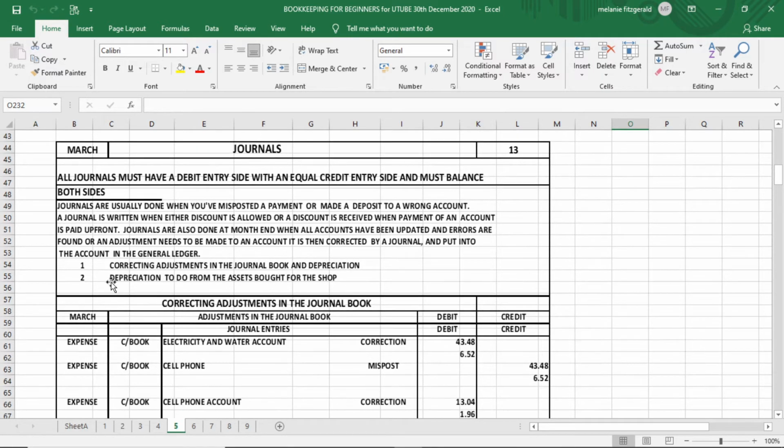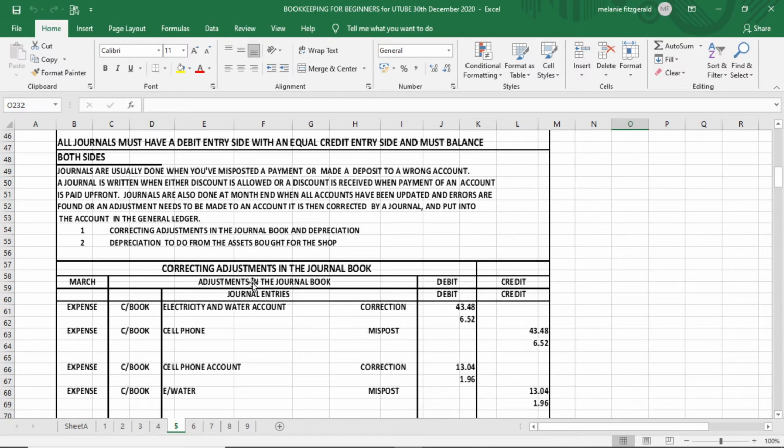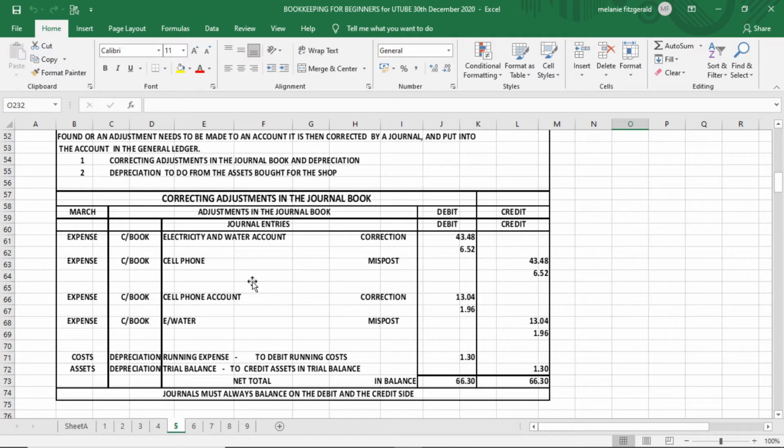All right, so number 1, correcting adjustments in the journal book, and depreciation. Depreciation is also coming in here, to be done from the assets brought forward from the shop. Remember the depreciation account that we did, assets and depreciation. So correcting the adjustments in the journal book: adjustments, debit, as I said, and credit. All right, let's start here.